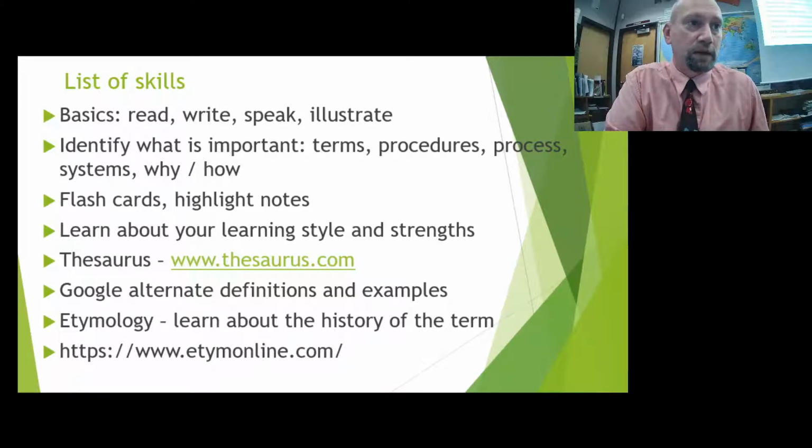Don't forget to learn about your learning style and strengths. Are you a visual learner? Are you an auditory learner? Are you a kinesthetic learner? How do you learn? And here I've also got on this list Thesaurus, Google alternate definitions, and examples. Make sure you can understand examples of what you're thinking about if it needs examples. And Etymology Dictionary, which is a dictionary that is about the history of the term.